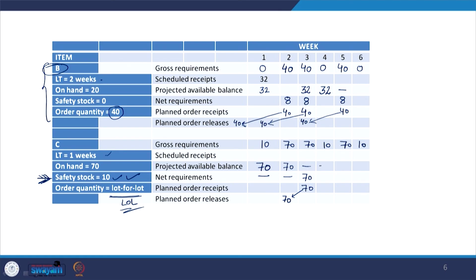In the fourth period I require 10 units, the planned order receipts for 10, and here I will place the order of 10 units. Then in this period the net requirement will be 70, I will place the order of 70 in the period of fourth week. Here again the requirement is of 10 units, the planned order receipts will be 10 units, and it is like this.